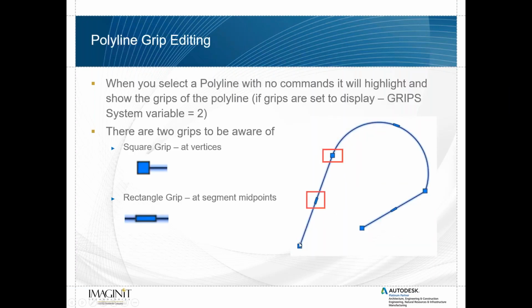All right, so now we're going to talk about polyline grip editing. This is another one that comes up very often. When you select a polyline with no commands running, it will highlight and show the grips of the polyline. That's provided that the grips are set to display, which is a grip system variable of 2. There are 2 grips to be aware of. You have a square grip at each of the vertices, and you have a rectangular grip at each of the segment midpoints.